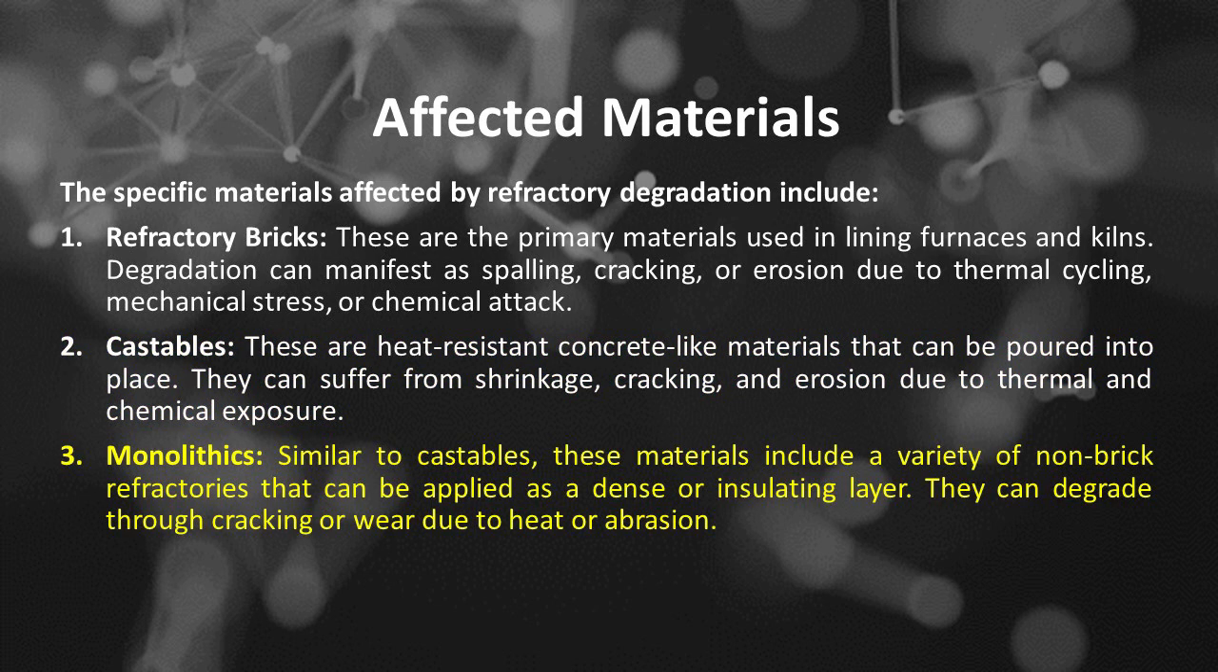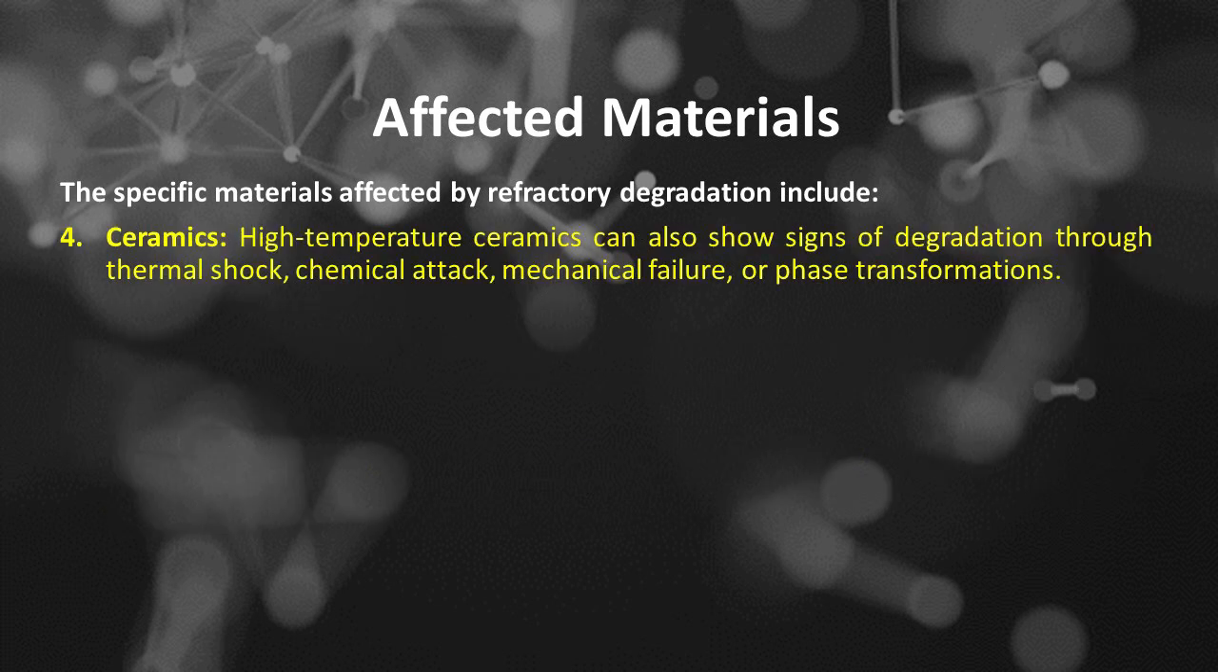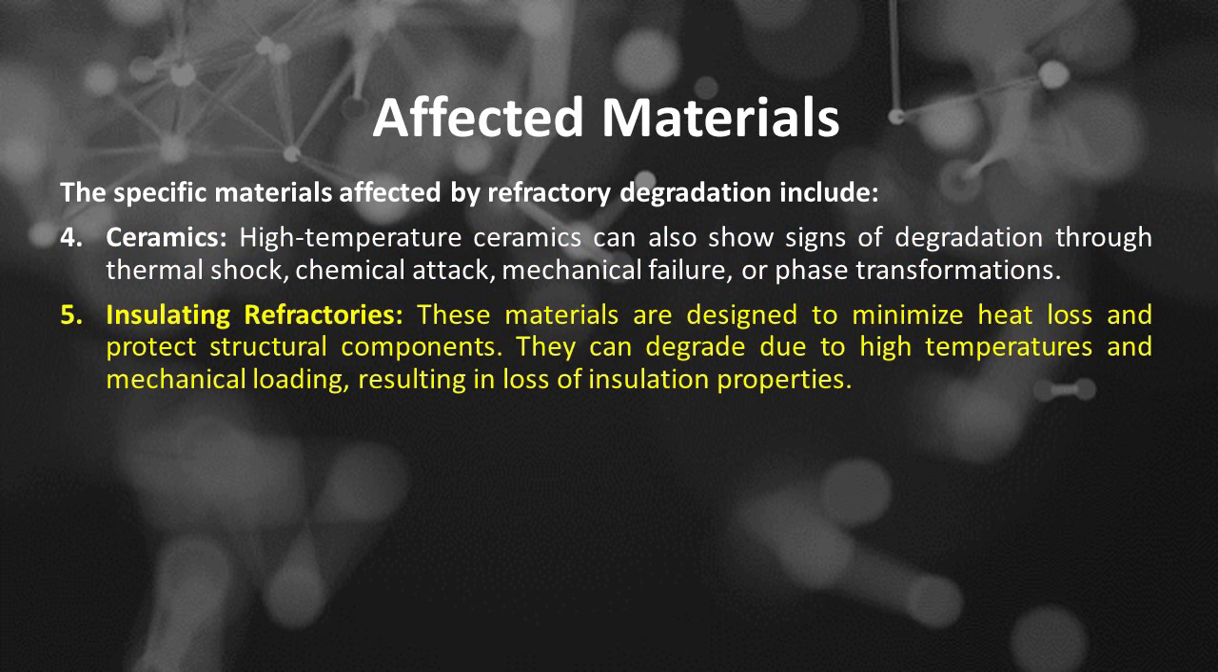Number 3 is monolithics. Similar to castables, these materials include a variety of non-brick refractories that can be applied as a dense or insulating layer. They can degrade through cracking or wear due to heat or abrasion. Number 4 is ceramics. High-temperature ceramics can also show signs of degradation through thermal shock, chemical attack, mechanical failure, or phase transformations. Number 5 is insulating refractories.